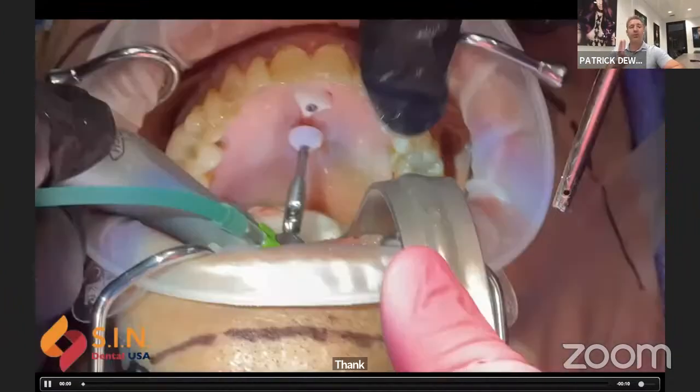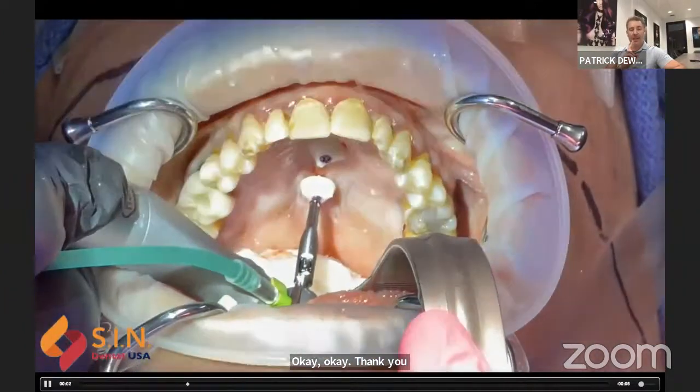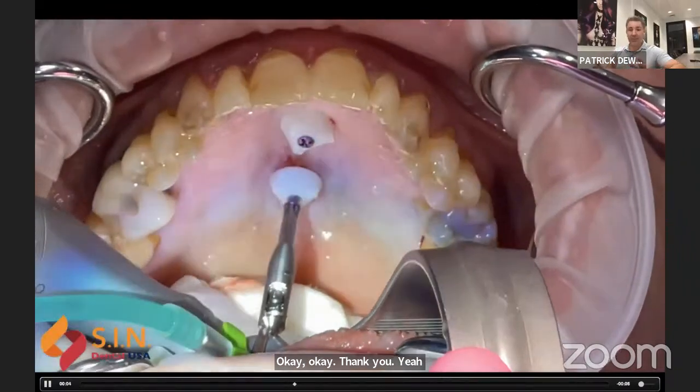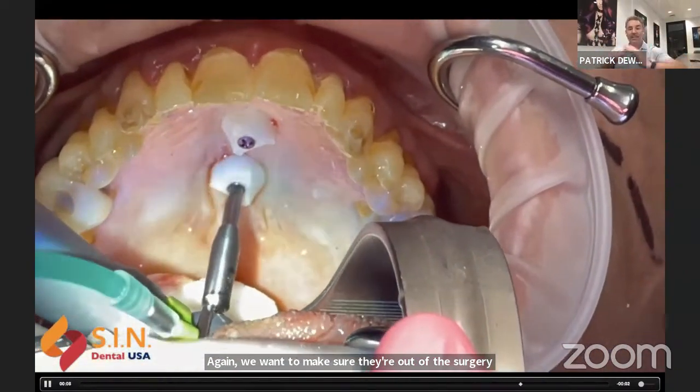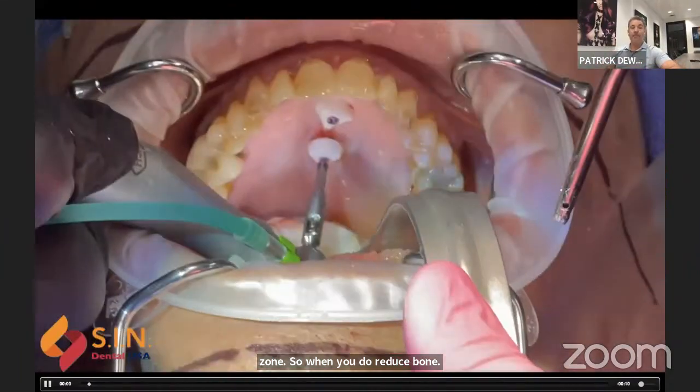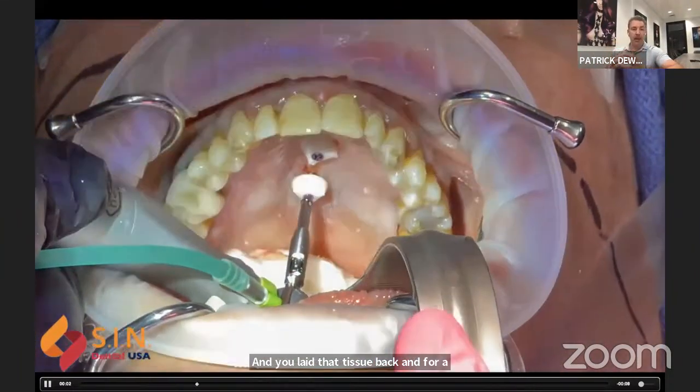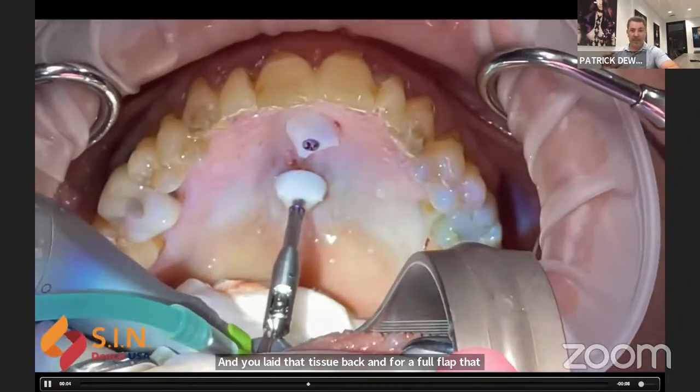Again, we're placing 2 fiducial markers in the midline of the palate. Again, we want to make sure they're out of the surgery zone. So when you do reduce bone and you lay that tissue back for a full flap, you do not bump, move, or reorient these screws.